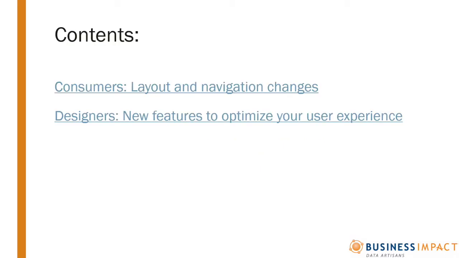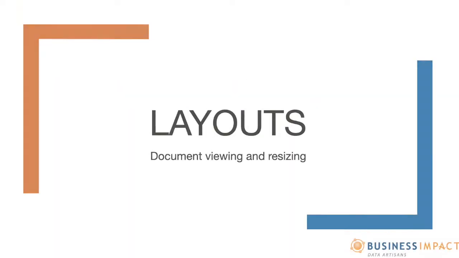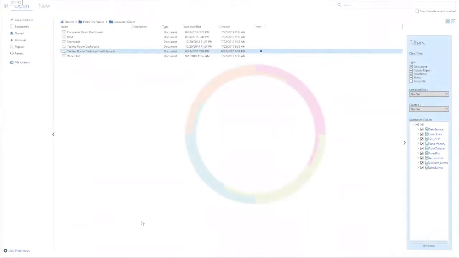First, I'll be covering changes that apply to consumers, whether they use the desktop client or the Target Anywhere web client. Then we have a few changes specific to consumers of each of those clients, and finally we'll look at changes for designers. The biggest change for consumers has to do with how documents are displayed.